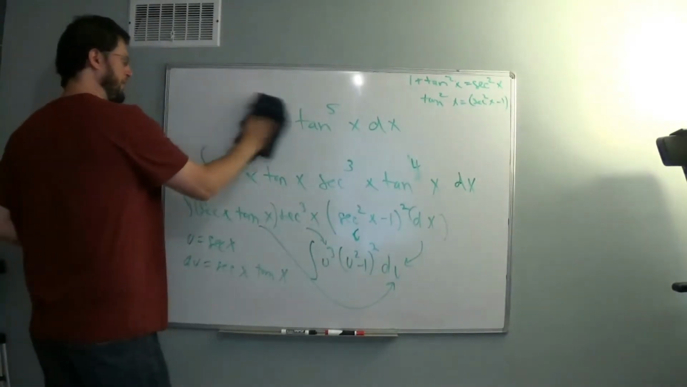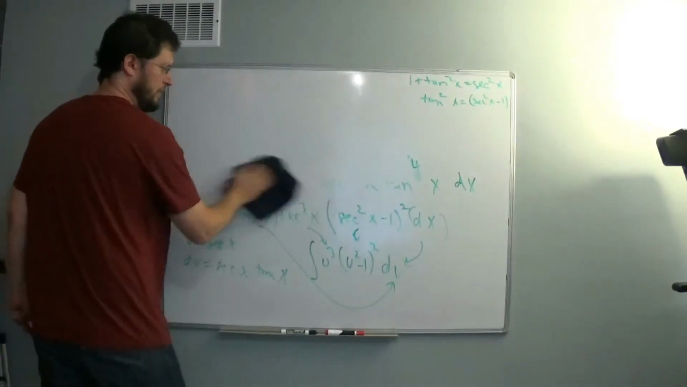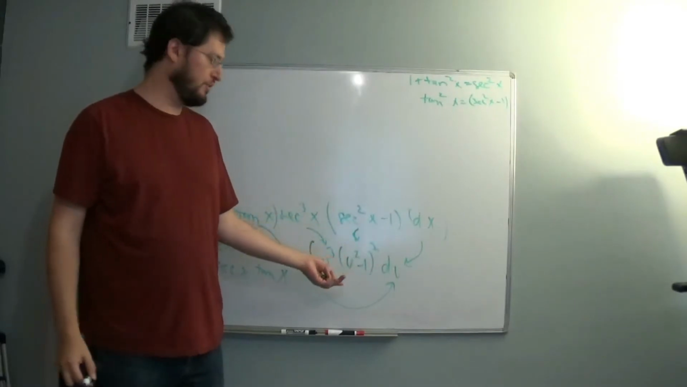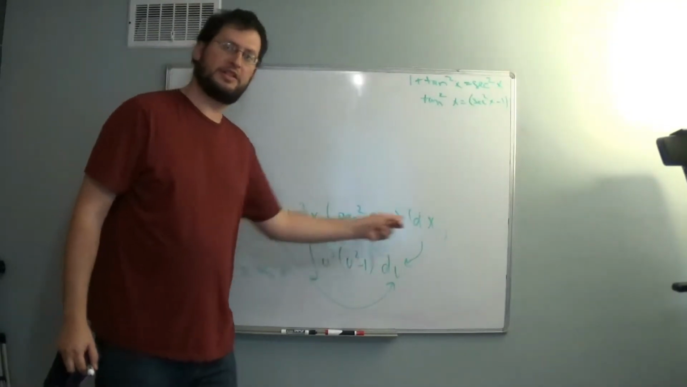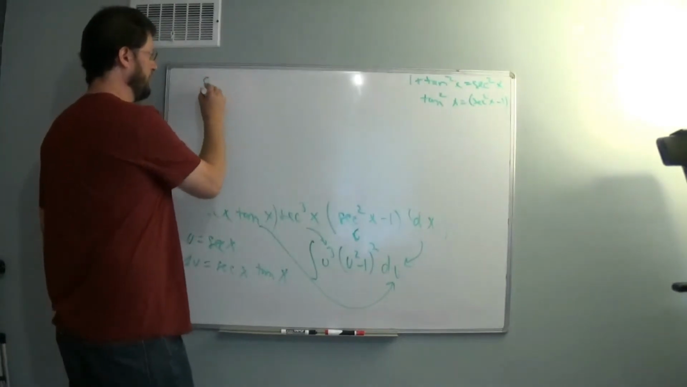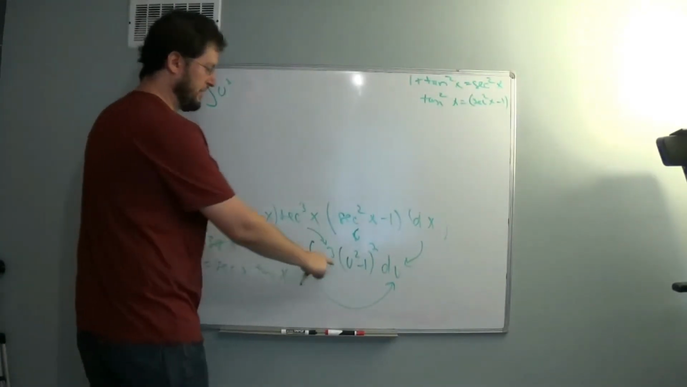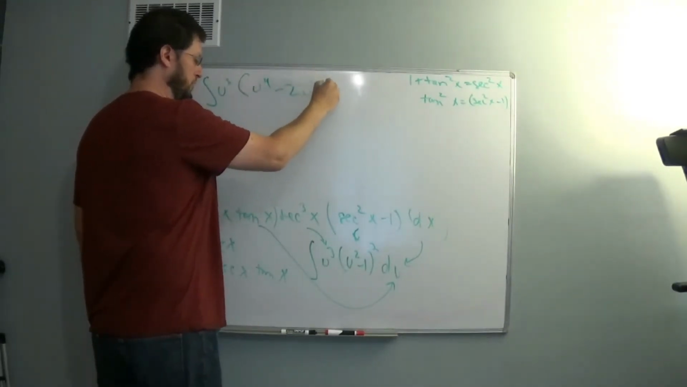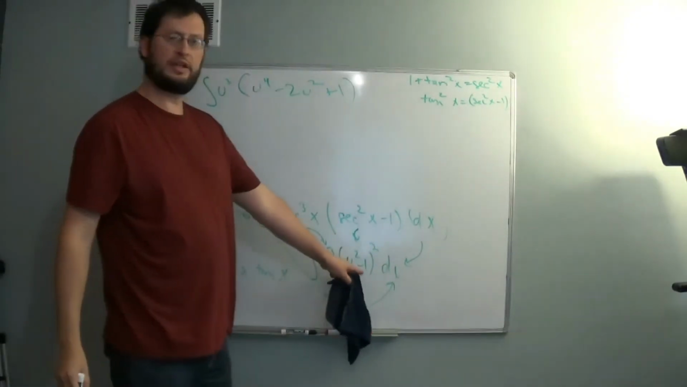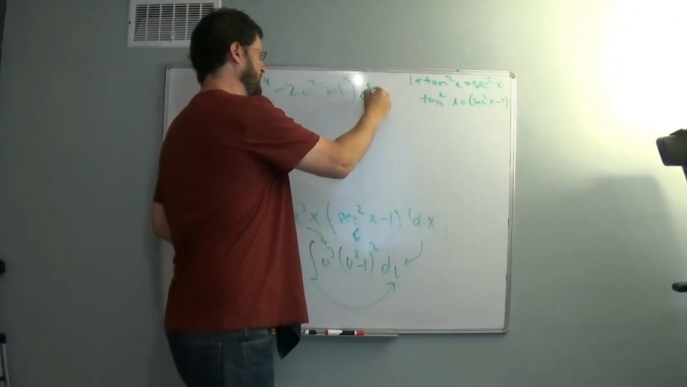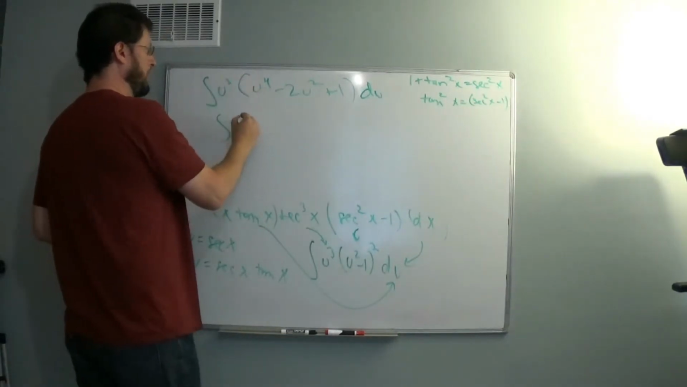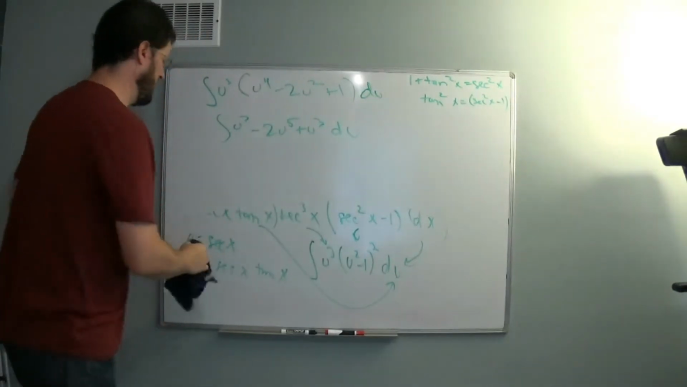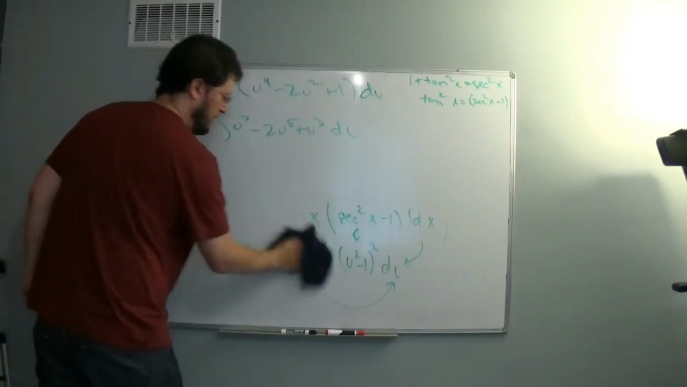Okay, it's straightforward from here, but I'll write it out. In order to find this antiderivative, we need to FOIL, to distribute, so that our polynomial is easy to find the antiderivative of. But that's always the same idea. If we FOIL u squared minus 1 squared, we get u to the fourth minus 2u squared plus 1, then du. Then we push the u cubed through, and I get u to the seventh minus 2u to the fifth plus u cubed. And that's an easy polynomial to integrate.